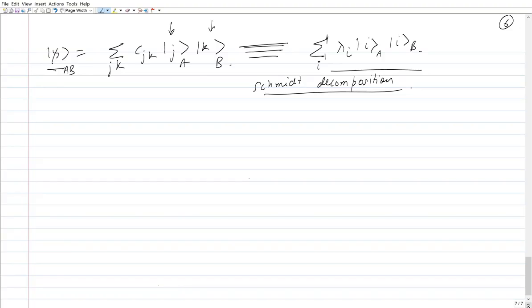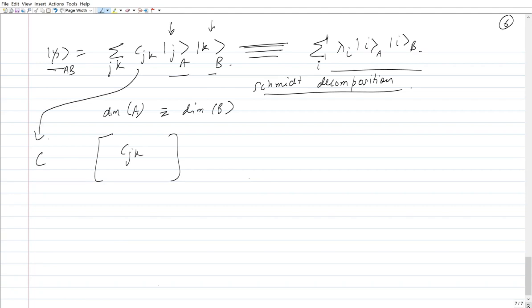But first of all, how do we show this? How do we show that this indeed holds true for any state? Essentially, let's assume that the dimensionality of system A is equal to the dimensionality of system B. The case where the dimensionalities of A and B are not equal is a trivial extension of the proof. So let's prove it for the case when both systems have the same dimension. In other words, my matrix C, with elements C_jk, is a square matrix.